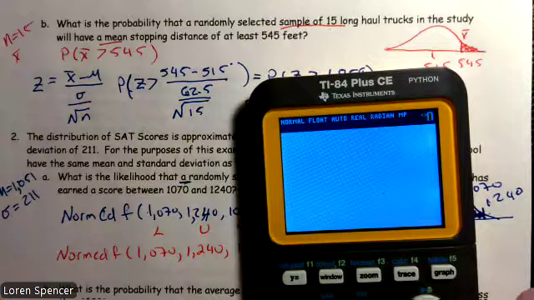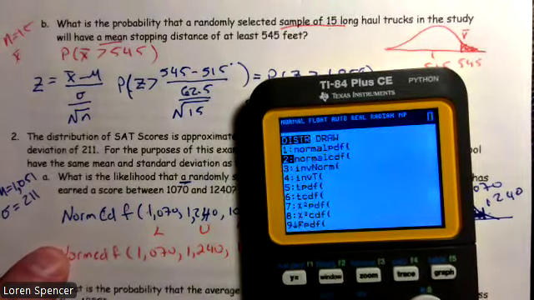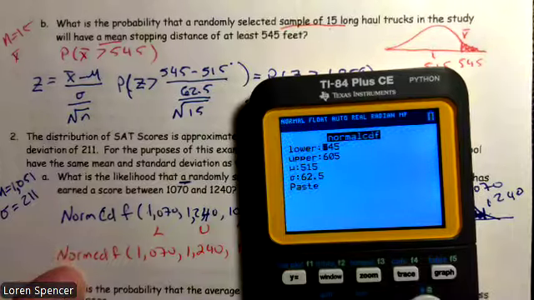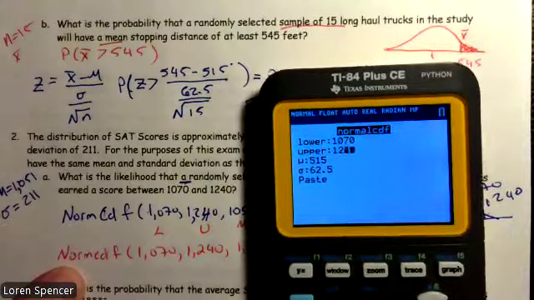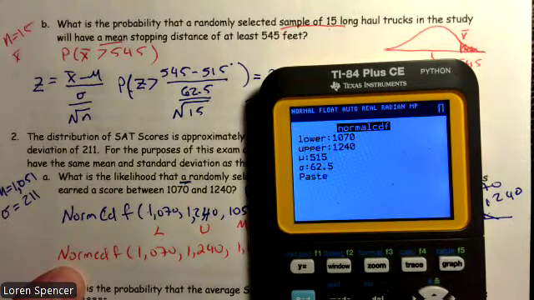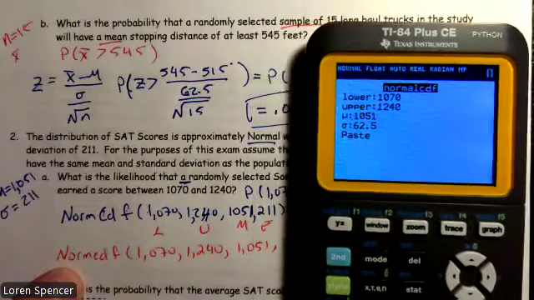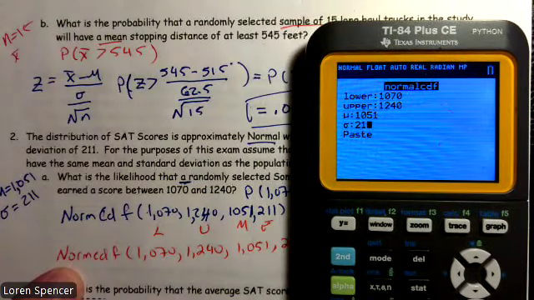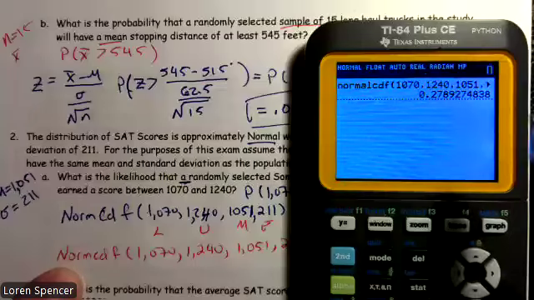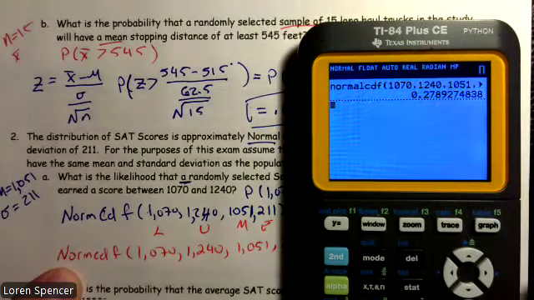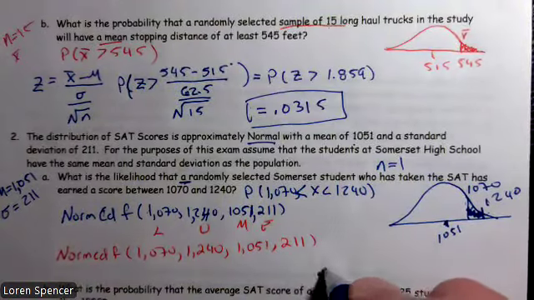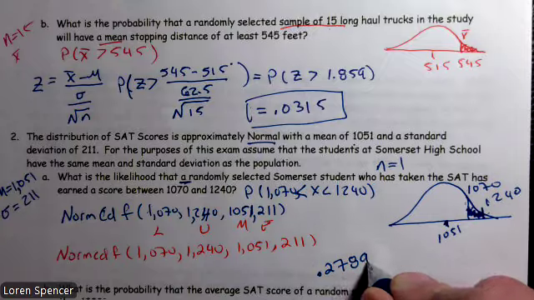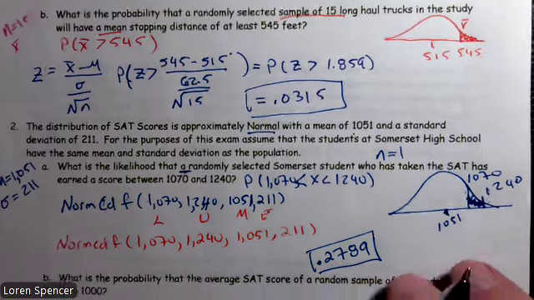So let's go to the calculator. Second vars, norm CDF, lower bound 1070, upper bound 1240, mean of 1051, and standard deviation of 211. And we get about 27%, so 0.2789. All right, the next one.